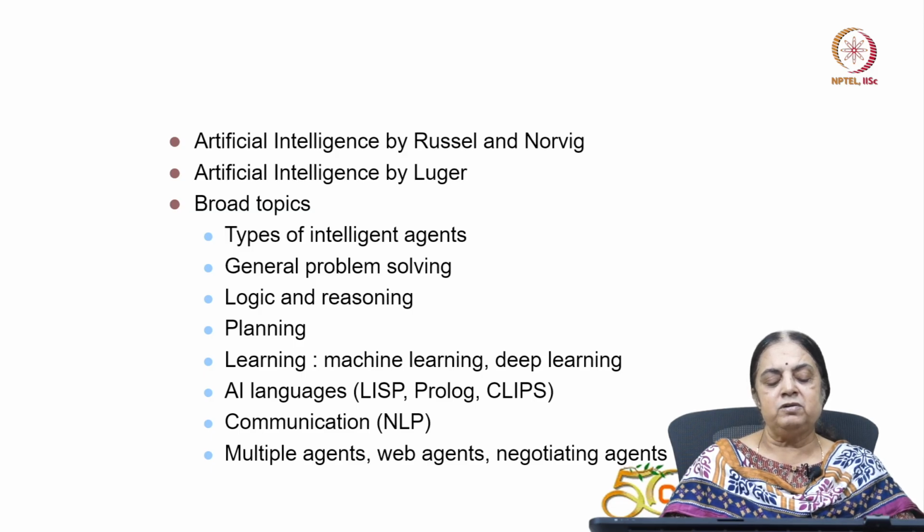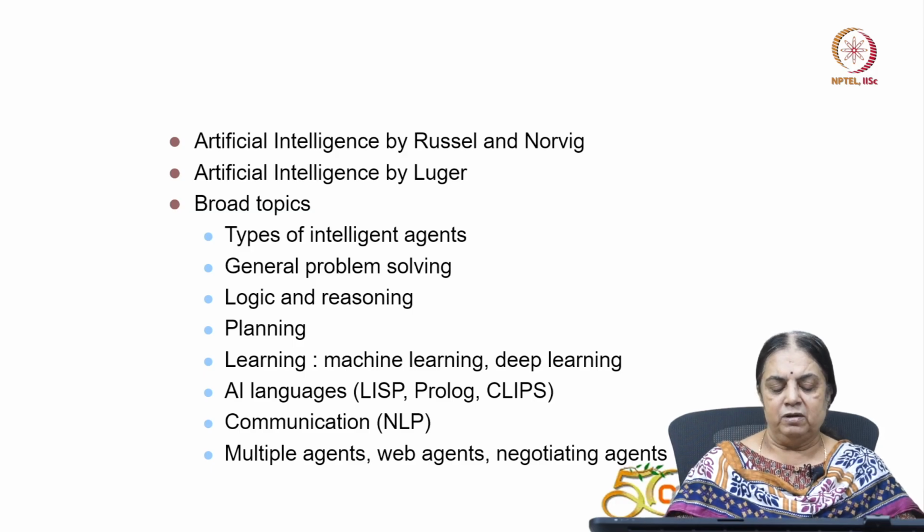And communication, of course. The agent needs to communicate with the human being or communicate with each other. So how is this communication carried out? That is what we mean by natural language processing. And we'll talk about other things like multiple agents, web agents, negotiating agents, and all these different types of agents.